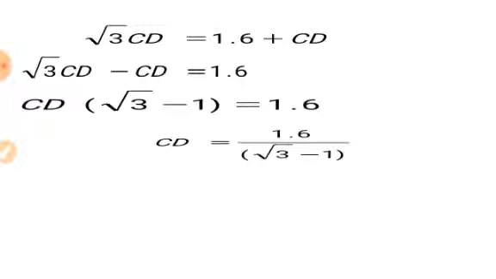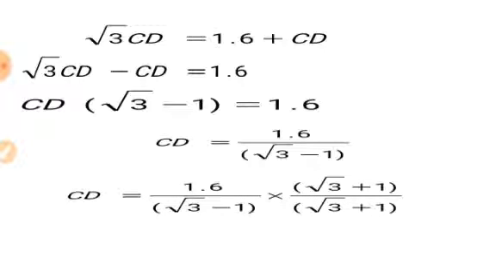Now we have to rationalize this quantity. So for rationalizing this quantity, what will we do? We will multiply and divide the right side by the opposite of the denominator. In the denominator we have root 3 minus 1. Its opposite will be root 3 plus 1. So we will multiply and divide the right side by root 3 plus 1, and we will get CD is equal to this.